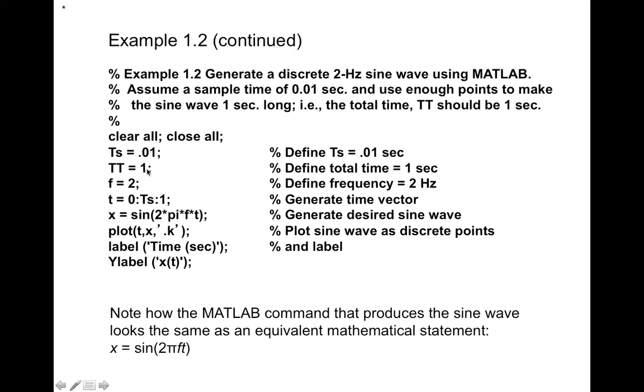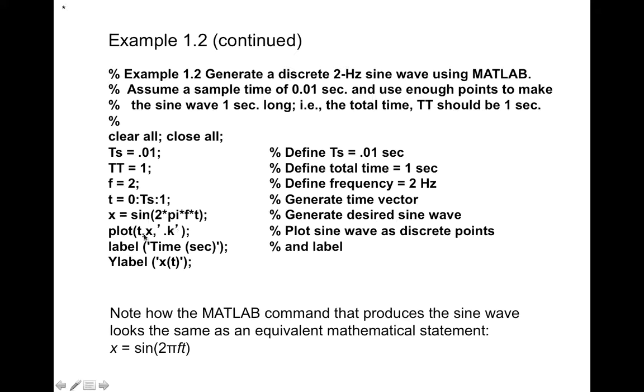Then our total time is going to equal 1. Okay, f is equal to 2. Basically, we're defining the frequency of our sine wave here. It's going to be 2 Hertz. And then our time axis is going to run from 0 to 1 in increments of t sub s. So to create the sine wave, we just have the sine of 2 pi f t. So that's the sine of omega t, where f has already been defined. MATLAB recognizes pi as pi.